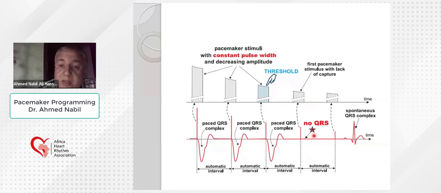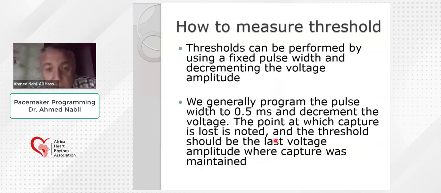by a QRS complex. So this means that there is a failure of capture in this impulse, and the threshold is the smallest or the lowest value of pacing that caused the capture. So the pacing threshold is the minimum voltage of pacing that caused capture and caused a wave of depolarization.